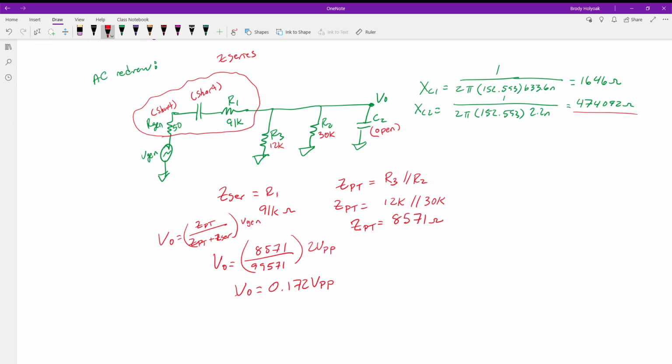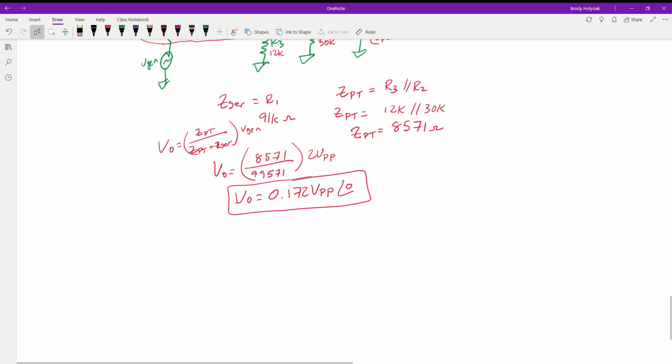Okay. So now that we have this value, and remember this is at an angle of 0 because all we have is resistors, we want to look at the DC portion of the circuit. So we have our DC redraw, which we start from here, and we short the other power supplies.